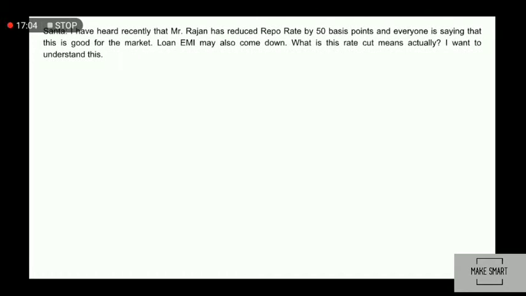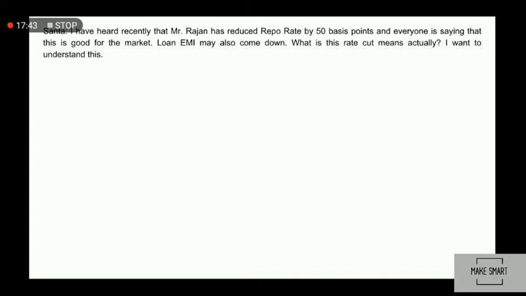One day Santa said to Banta, I have heard recently that Mr. Rajan, the former RBI governor, after Rajan, Urjit Patel was appointed, then Mr. Das is also currently there. Now Mr. Rajan has reduced the repo rate by 50 basis points. 50 basis points means 0.5%. And everyone is saying that this is good for the market. Low EMI may also come down.